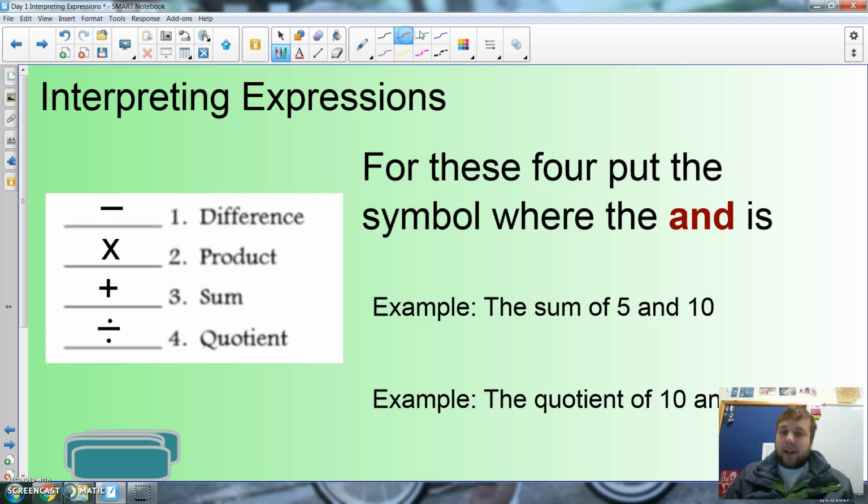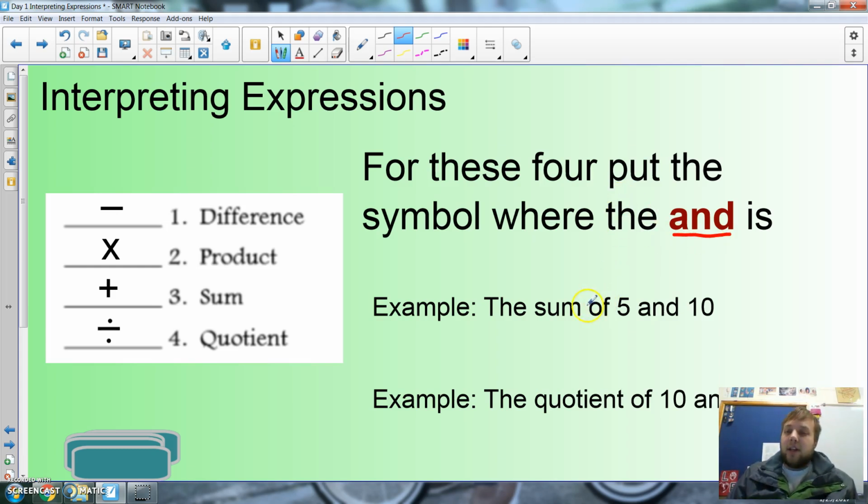Now, we got to move fast, but here we go. Now, it says for these 4, where you're talking about the difference, the product, the sum, and the quotient, those are the answers when you subtract, multiply, add, and divide. You're always going to put the symbol where the "and" is. Now, that is very key because you're going to get a lot of these. Wherever you see the "and," you need to put the symbol.